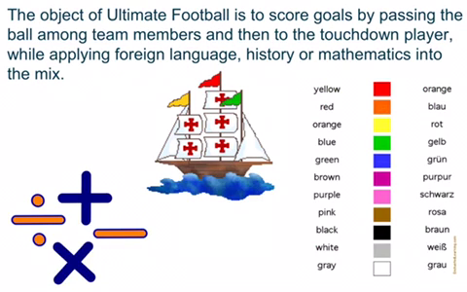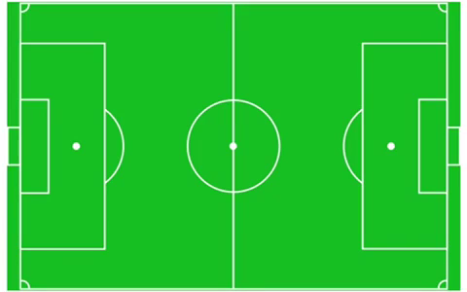The object of Ultimate Football is to score goals by passing the ball among team members and then to the touchdown player, while applying foreign language, history, or mathematics into the mix. Again, you need to first determine if the students are taking a foreign language, and then keep those questions pertaining to that language.